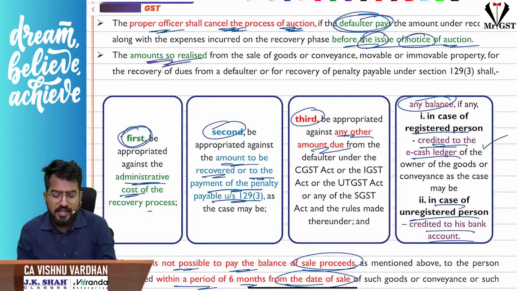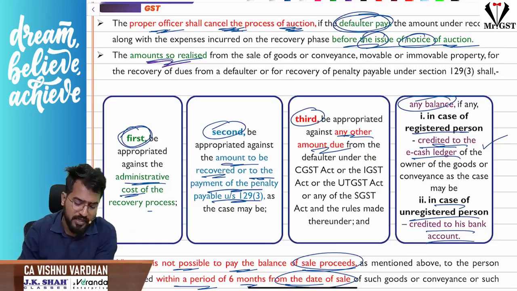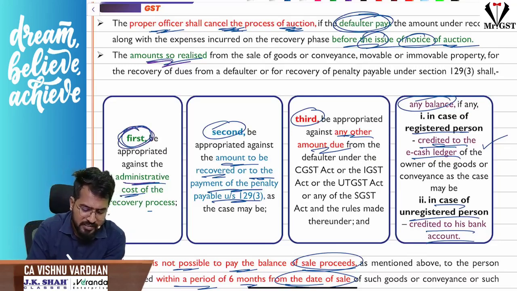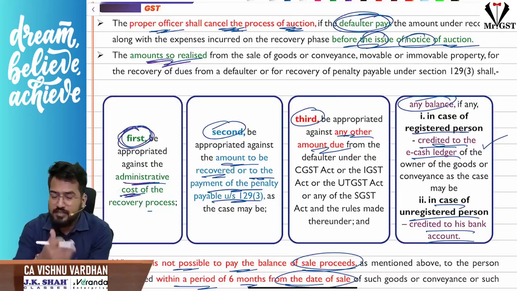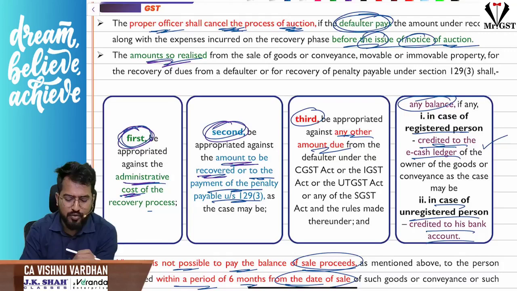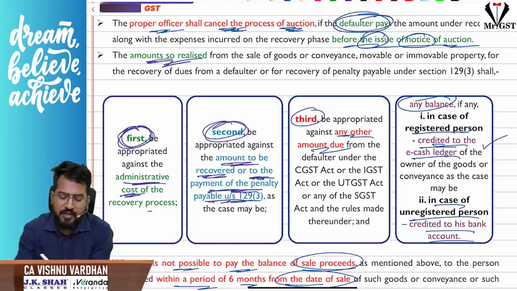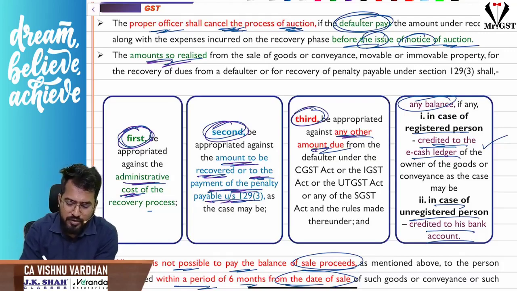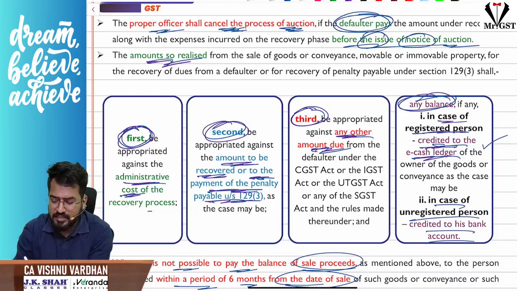The amount realized by selling that goods or conveyance or movable or immovable property will first be apportioned against the administration cost involved in the recovery process. Second, it will be apportioned against the amount to be recovered or the payment of penalty under section 129. Thirdly, any other amounts due from the defaulter as per CGST, SGST, all that. Any balance still left, in case of a registered person, will be credited to his electronic cash ledger. In case of an unregistered person, we will transfer it to his bank account.